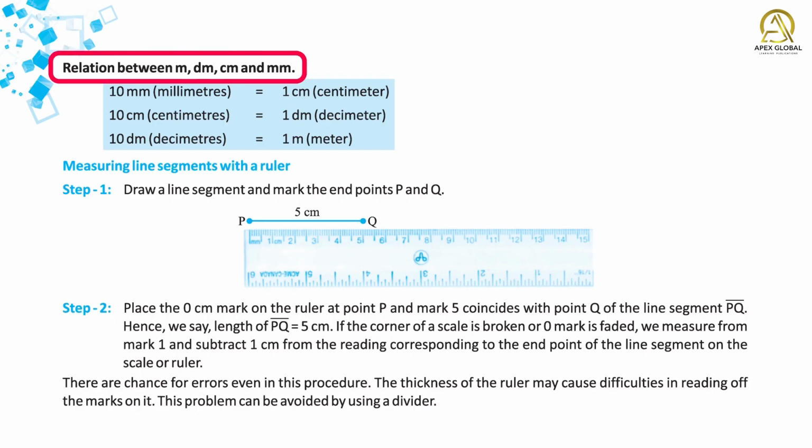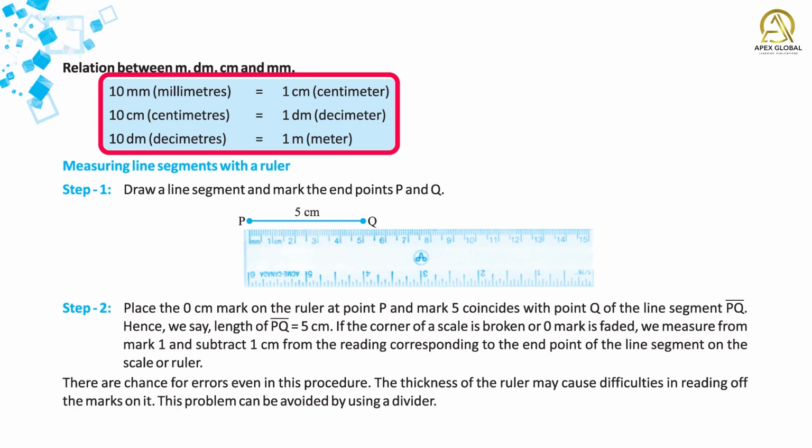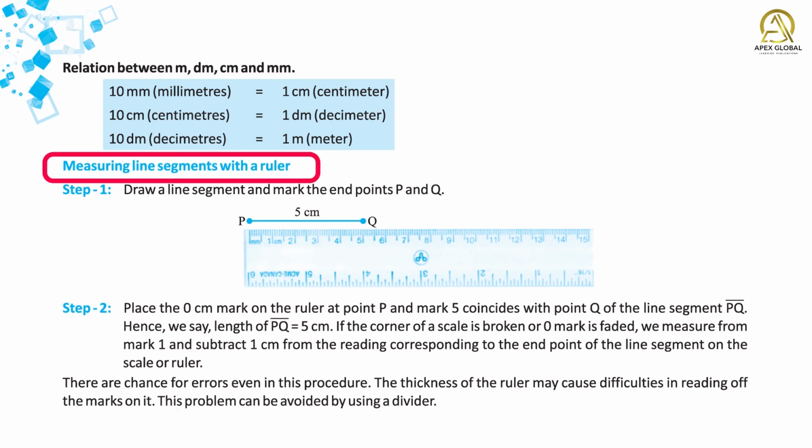mm. Relationship between meter, decimeter, centimeter and millimeter. 10 millimeters equals 1 centimeter. 10 centimeters equals 1 decimeter. 10 decimeters equals 1 meter. Measuring line segments with a ruler.